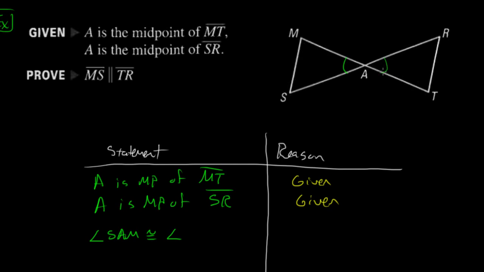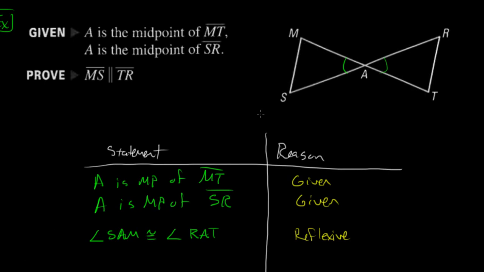RAT. I don't think that it's the TAR version, based on the way that it's been drawn. So SAM is congruent to RAT. I apologize if any students are named Sam. And the reason that's true is the reflexive property of congruence, right? So I know that much.